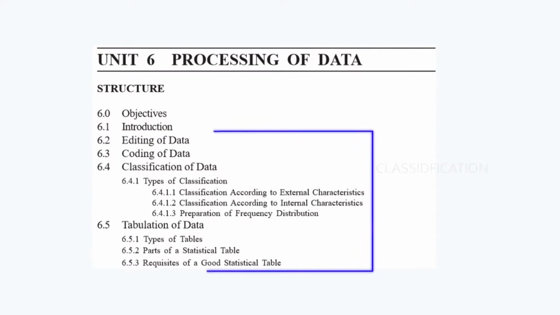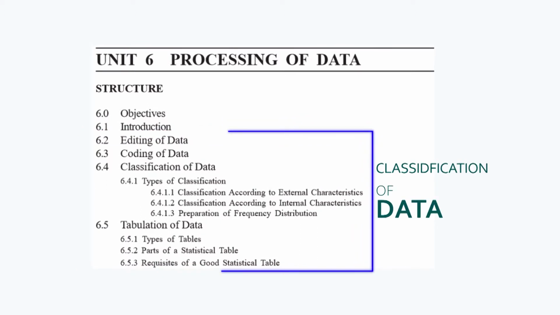Then classification of data is there, where we are going to talk about types of classification according to external characteristics, classification according to internal characteristics, and preparation of frequency distribution. This part is dedicated to classification of data. And then we have tabulation of data, like types of tables, parts of statistical tables, and requisites of good statistical tables, because when you are going to tabulate anything, it becomes quite easier, and it could be in a very compact, tabulated format, which could be quite conducive as far as data analysis is concerned.